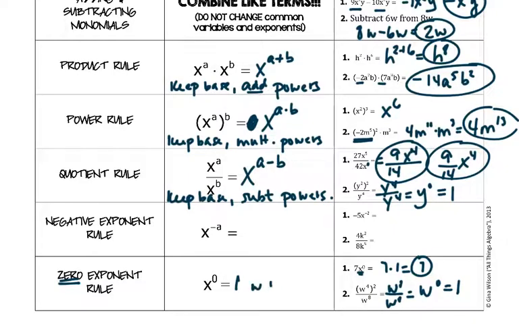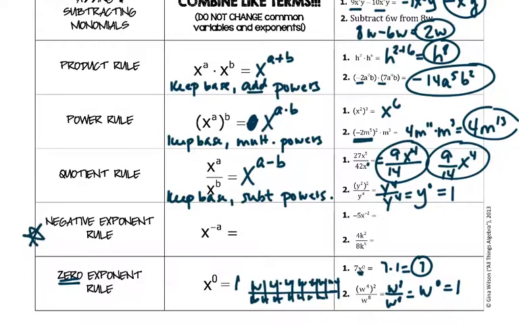And the reason why it's 1, if you think of this, 4, 5, 6, 7, 8 w's over 1, 2, 3, 4, 5, 6, 7, 8 w's, right? Everything would cancel out. And in a fraction where everything cancels out, that's just 1.